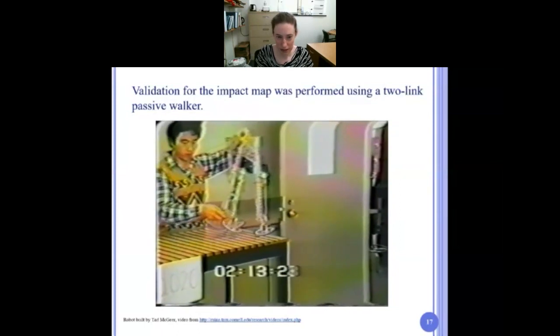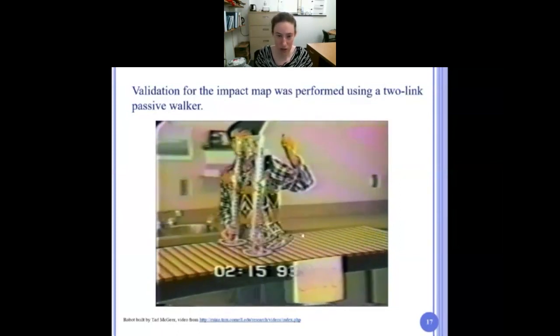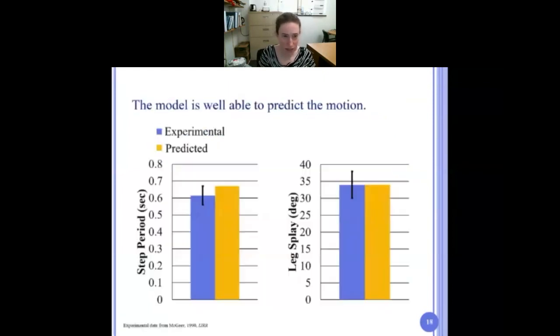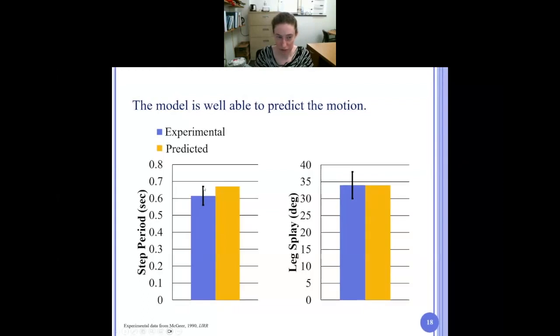So this video here basically shows Tad McGear's walker walking down the slope. These plots show the experimental data and the predicted data. The experimental data is in purple with error bars shown for the range, and then the predicted data is in yellow. The left plot shows the step period, and the right plot shows the angle between the legs at impact. And as you can see, there's a very good match between the experimental data and the predicted data, which gives us a lot of confidence that the model is correct.